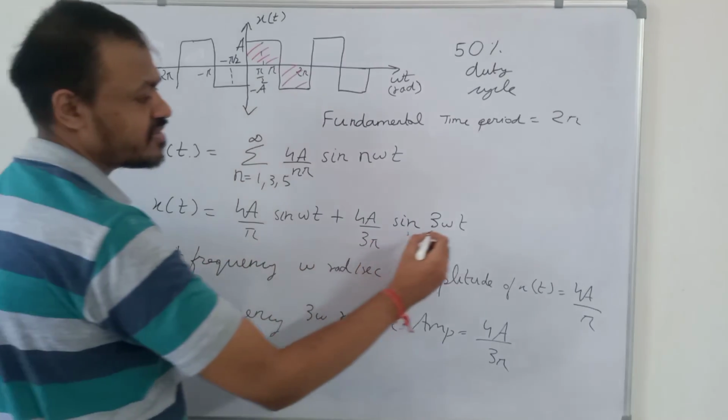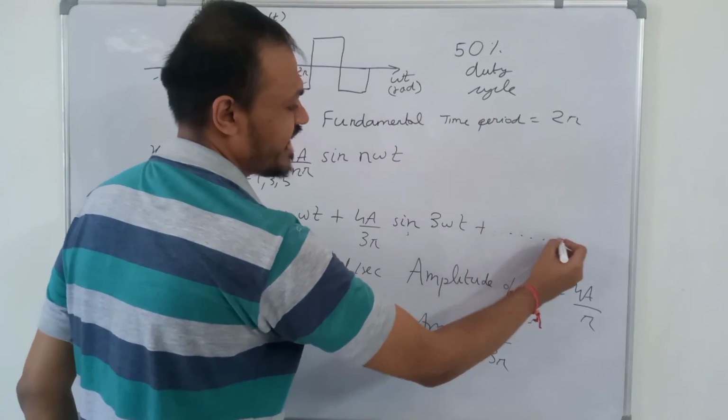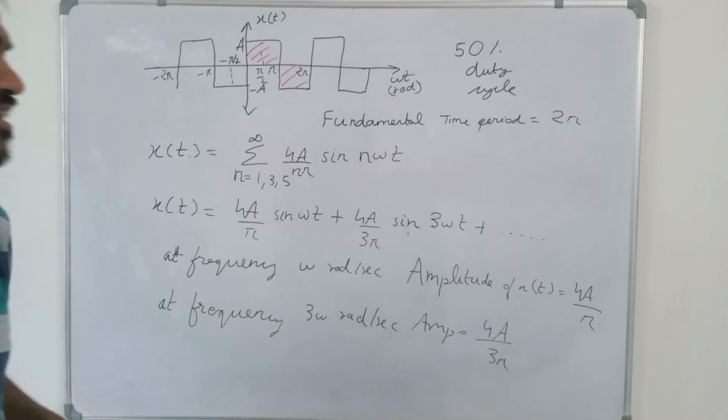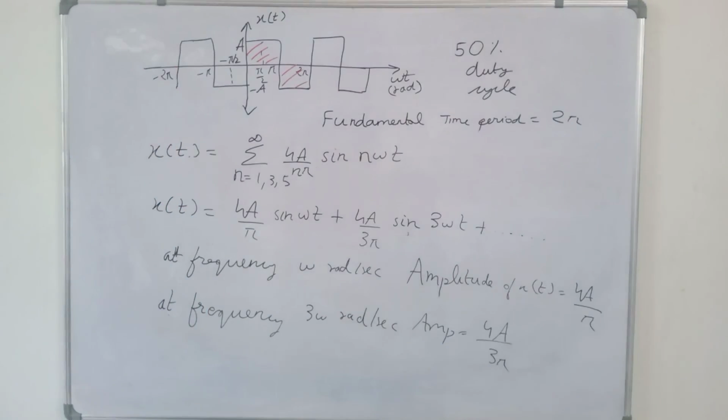And this is the Fourier series. It will extend up to infinity, but at infinite frequency the amplitude will be 0.